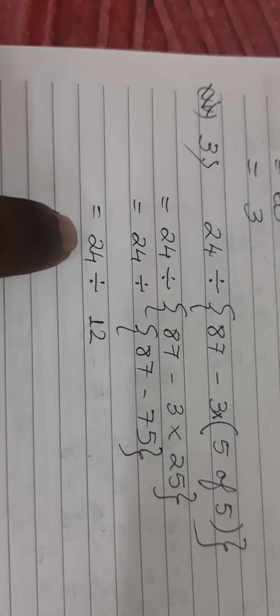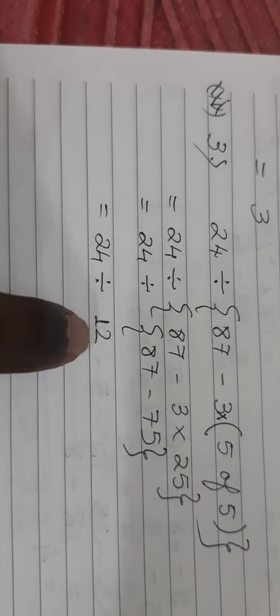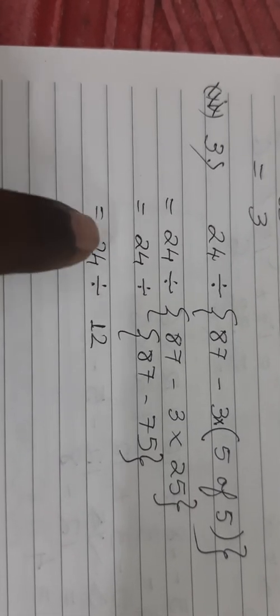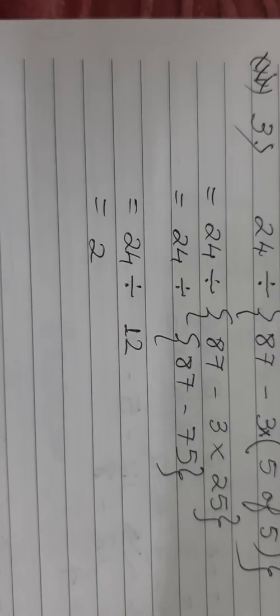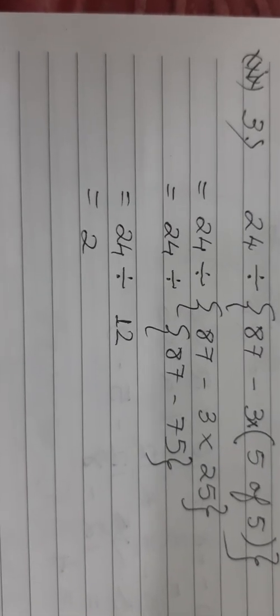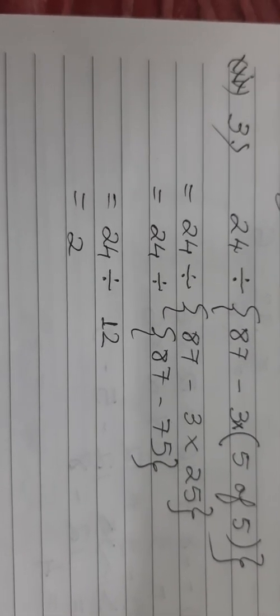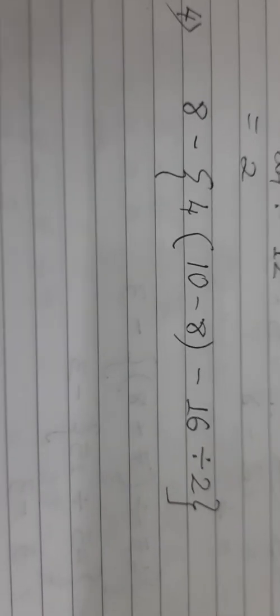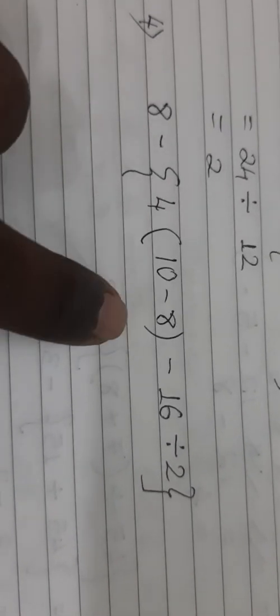So finally we have just one operation, 24 divided by 12. 12 2s are 24. So 24 divided by 12 is 2. So our answer for question number 3 is 2. Our next question is question number 4. We have this, as you can see.